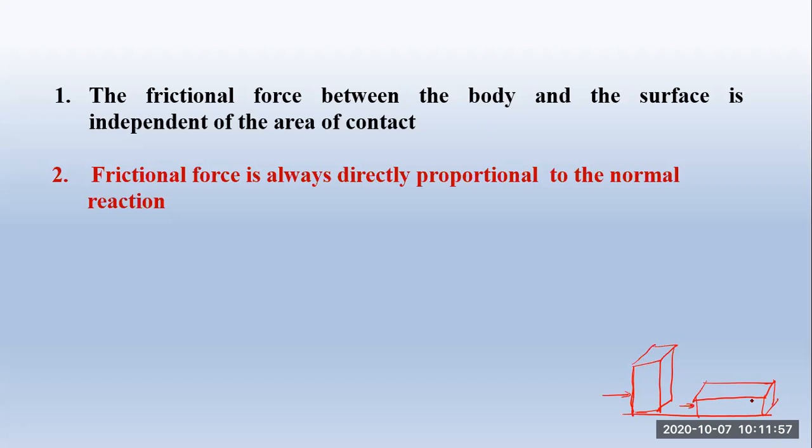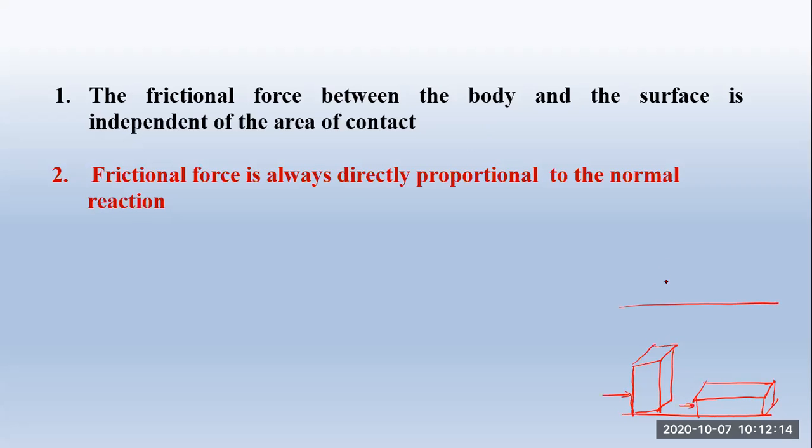Second point is frictional force is always directly proportional to normal reaction. So the more normal force you apply, the more friction you will have. How can we justify it? How can we give some example?